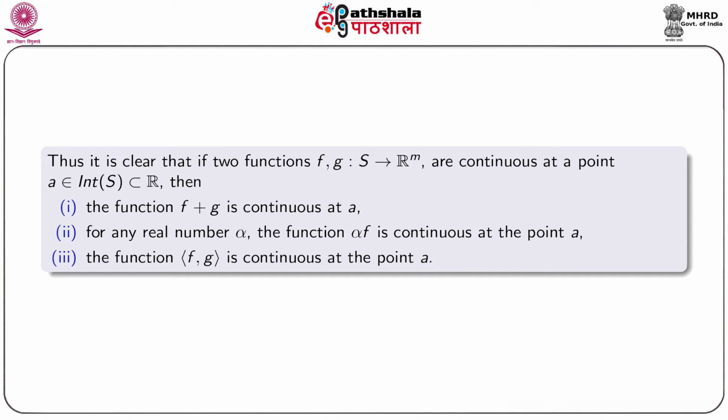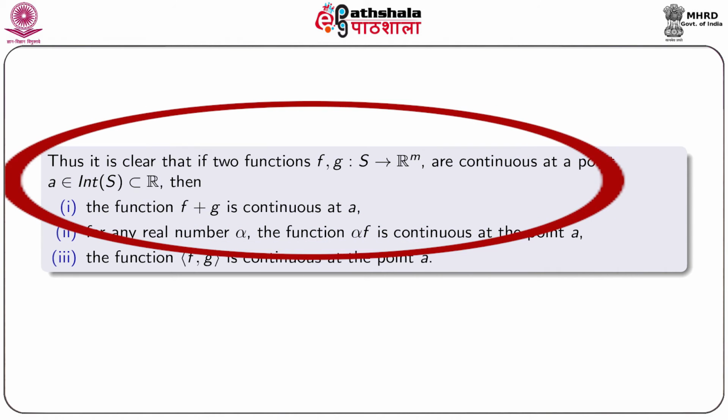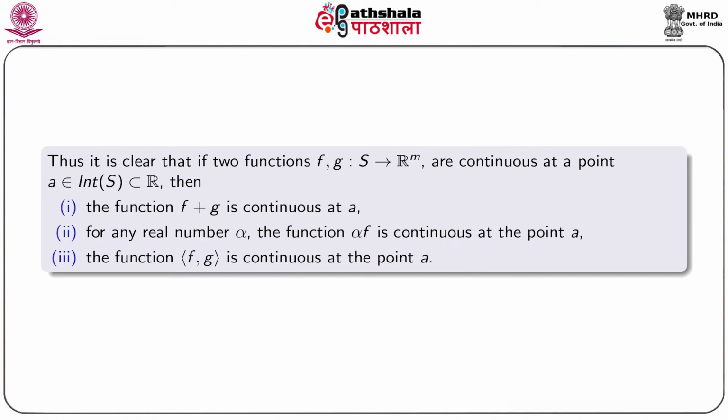Thus, it is clear that if two functions f and g from S to R m are continuous at an interior point of its domain, say A, then the sum function f plus g is also continuous at the point A. For any real number alpha, the function alpha f is also continuous at the point A. The function inner product f g, a real valued function of a single real variable, is also continuous at the point A.